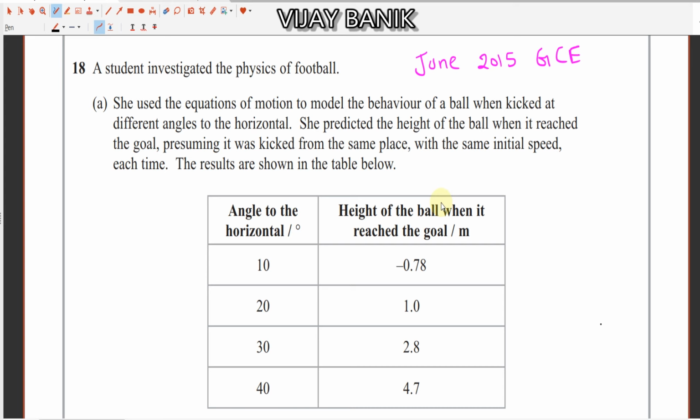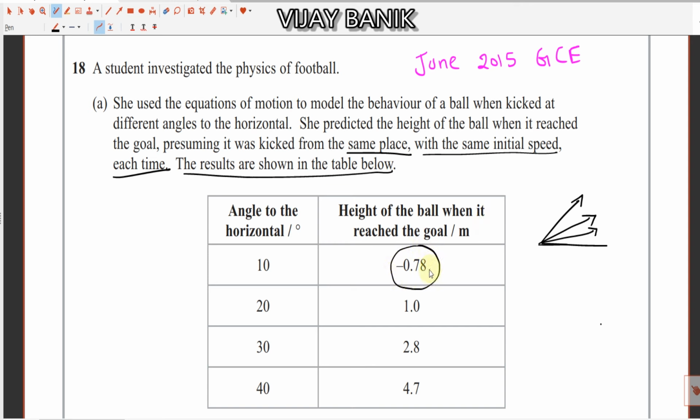So when you kick the ball at different angles, for example at this angle or this angle or this angle, she predicted the height of the ball when it reached the goal, presuming it was kicked from the same place with the same initial speed each time. The results are shown in the table below. You can see there is a negative sign over here. I'll tell you the meaning of this negative sign sometime later.